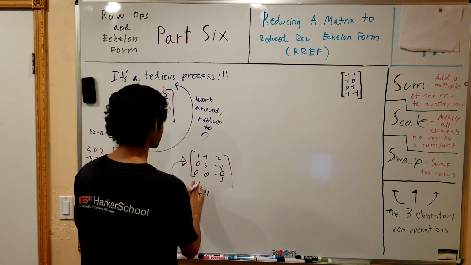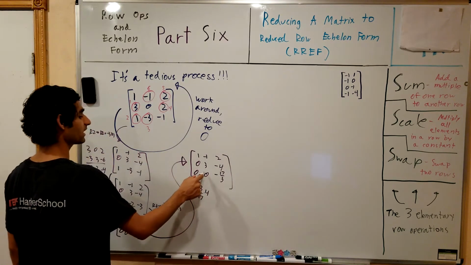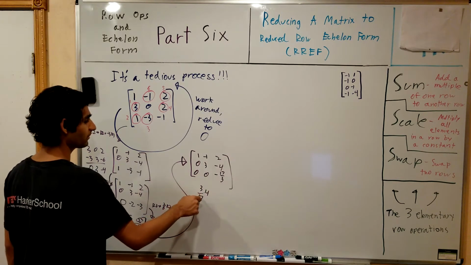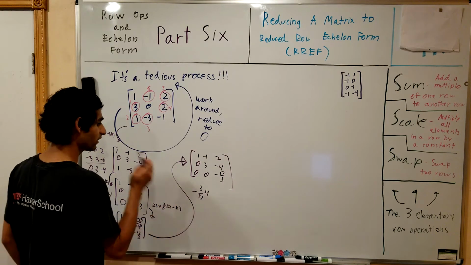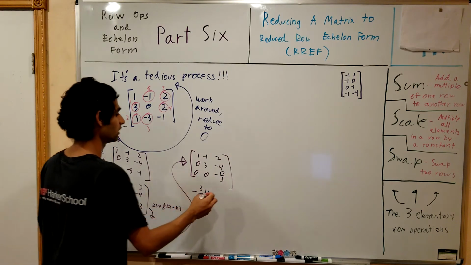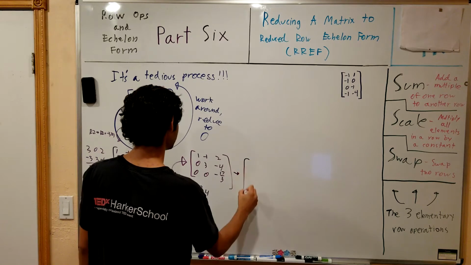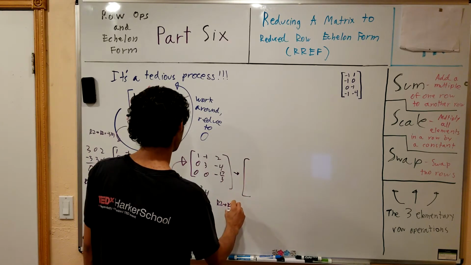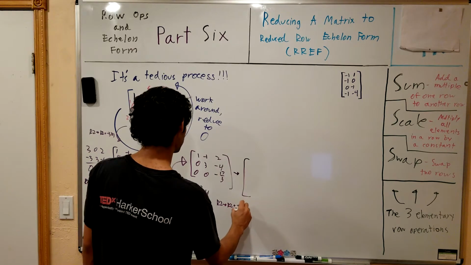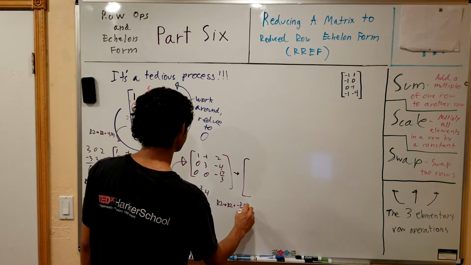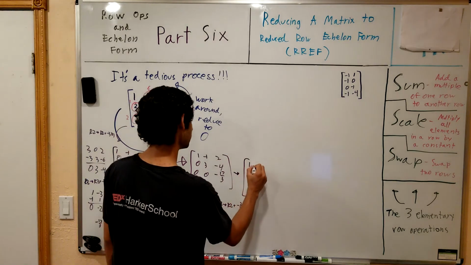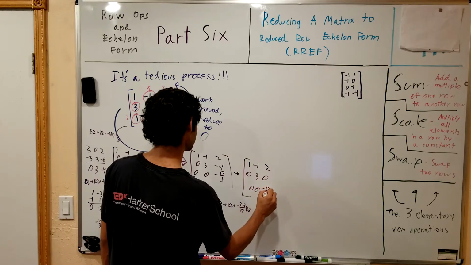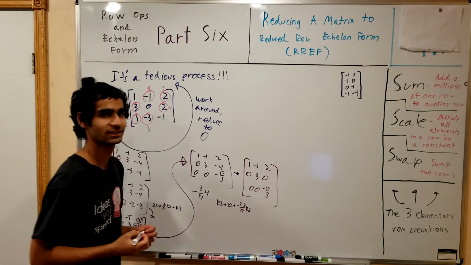You'll find that because everything else is a 0, I'm just going to multiply this third row by negative 3 divided by 17 over 4 and add it to the second row. So row 2 goes to row 2 plus negative 3 times 4 over 17, row 3. I end up getting 1, negative 1, 2, 0, 3, 0, 0, 0, negative 17 over 3. Not quite as ugly anymore, right?